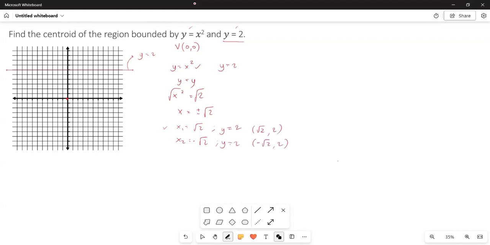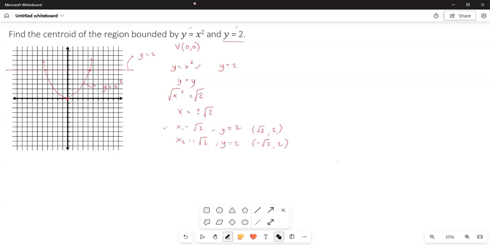Ayan. So, graph lang natin siya. So, we have here square root of 2 which is equal to 1.414. So, probably dito siya magpo-fall. Dito yung isang coordinate natin. So, yung isa nandito naman sa kabila. Okay, so, i-connect lang natin yun. Okay, so yan yung graph natin, ano? So, ito yung ating y is equal to x squared, tapos yung nasa taas yung y is equal to 2. Okay, so meron na tayong region.